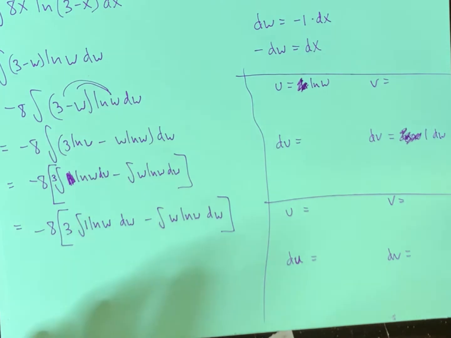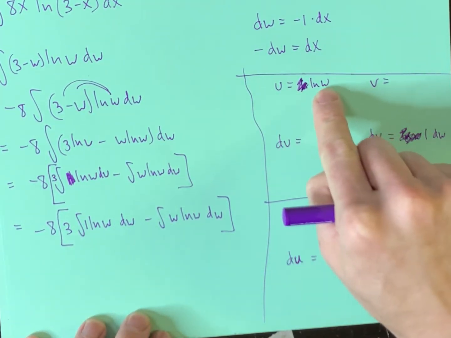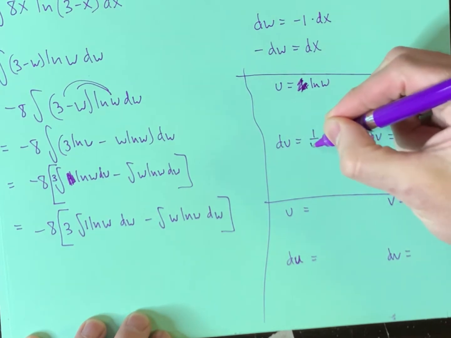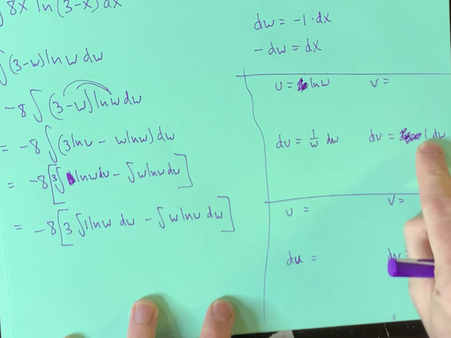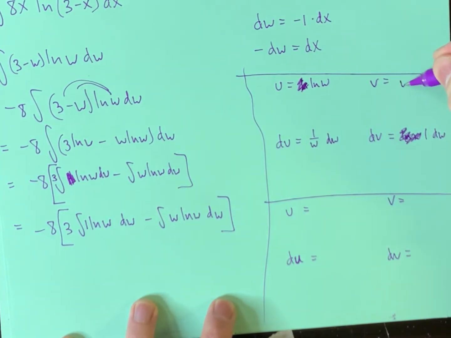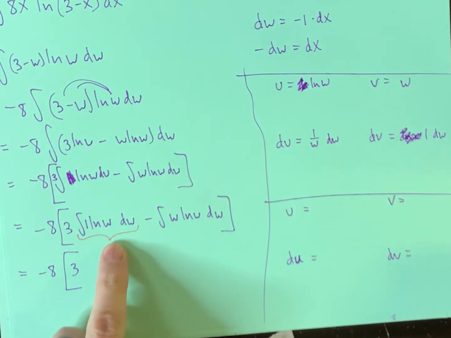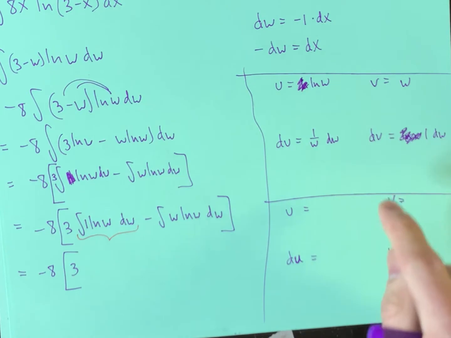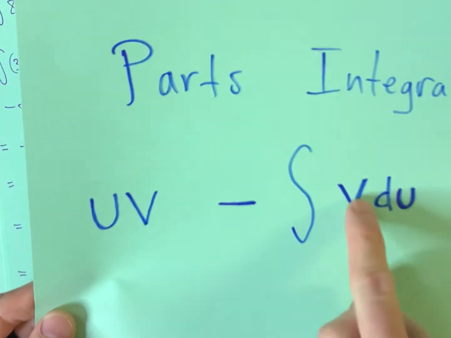Now, this is not too bad because the derivative of u, du, the derivative of natural log of w is 1 over w dw. And if this is dv, then the antiderivative would be w because the derivative of w is 1 dw. So right now we are only going to focus on the orange stuff. And based on parts integration, the stuff in orange gets replaced by this: uv minus integral v du.